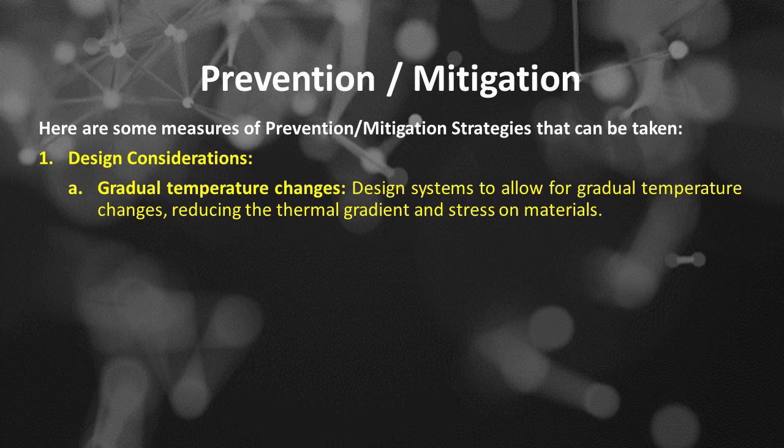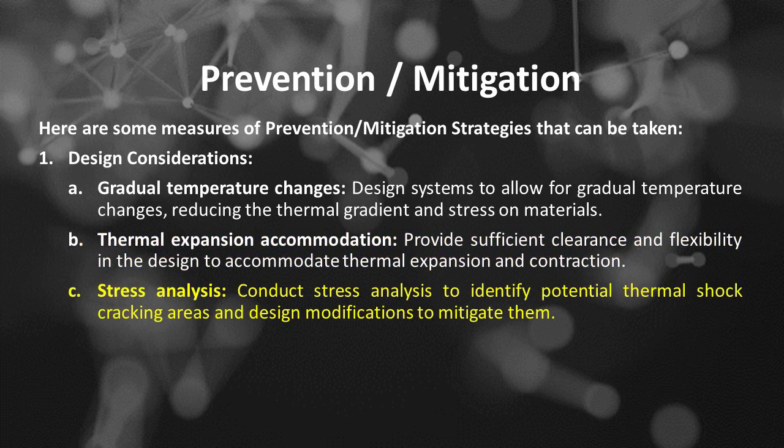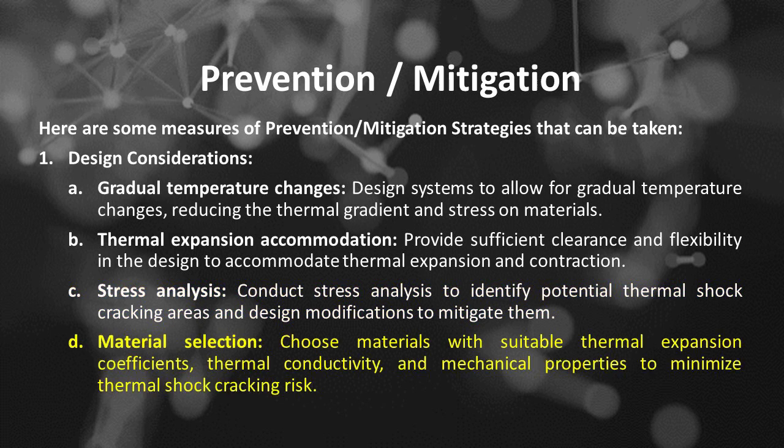Include, the first is gradual temperature changes, design systems to allow for gradual temperature changes, reducing the thermal gradient and stress on materials. The second is thermal expansion accommodation, provide sufficient clearance and flexibility in the design to accommodate thermal expansion and contraction. The third is stress analysis, conduct stress analysis to identify potential thermal shock cracking areas and design modifications to mitigate them. The fourth is material selection, choose materials with suitable thermal expansion coefficients, thermal conductivity, and mechanical properties to minimize thermal shock cracking risk.